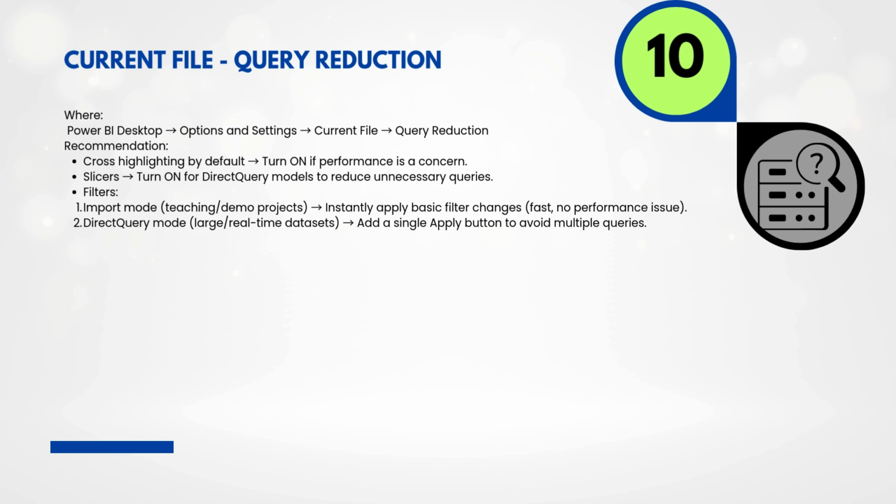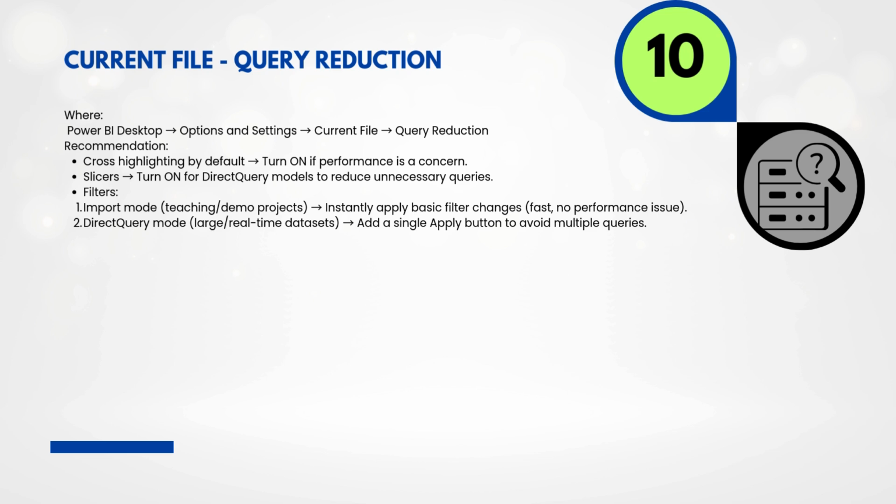In DirectQuery mode, for example, you're analyzing real-time sales data from a cloud database. If filters apply instantly, every click sends a query back to the source. That's inefficient. Instead, add a single Apply button. This way, users can adjust multiple filters, like selecting a date range, product category, and region, and only send one query when they click Apply.